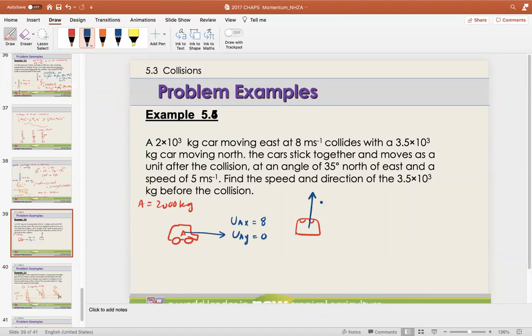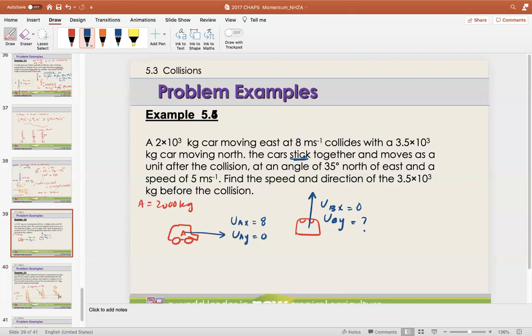Moving north, which means that our UBX is 0. Our UBY is moving north. Kita assume positive. So does it say it collides with the car moving north? So UBY tak tahu. And the cars stick together and move as a unit after collision.